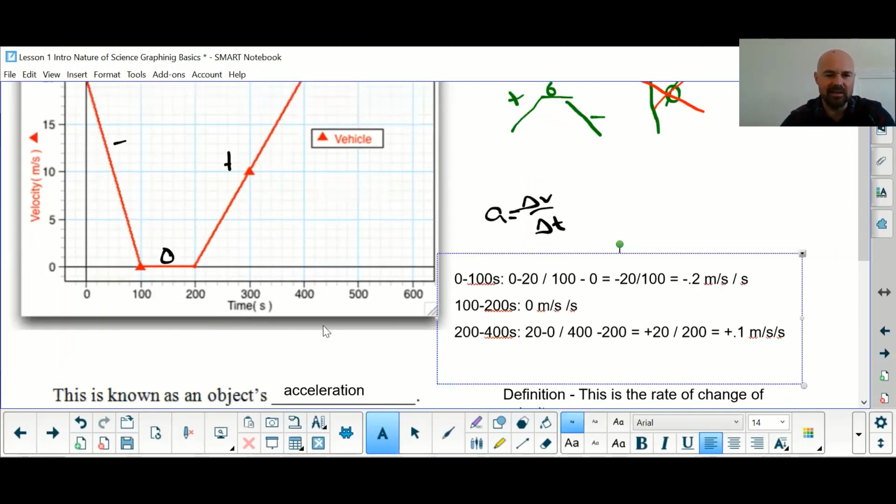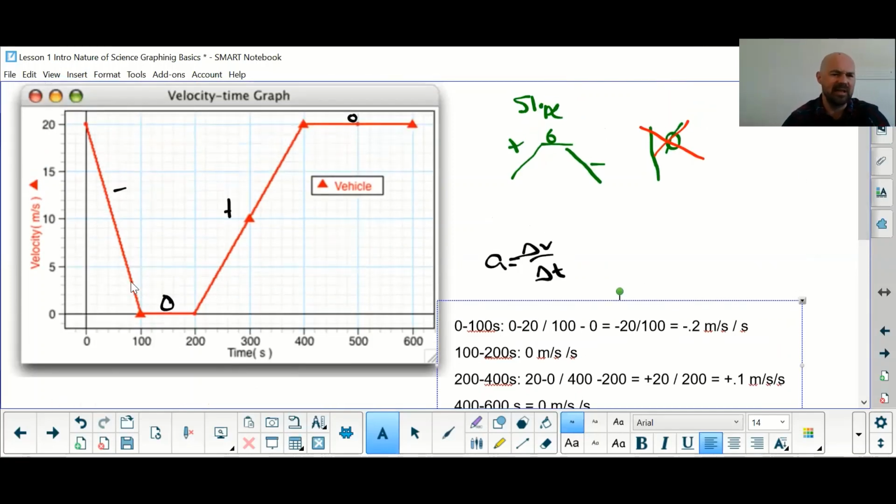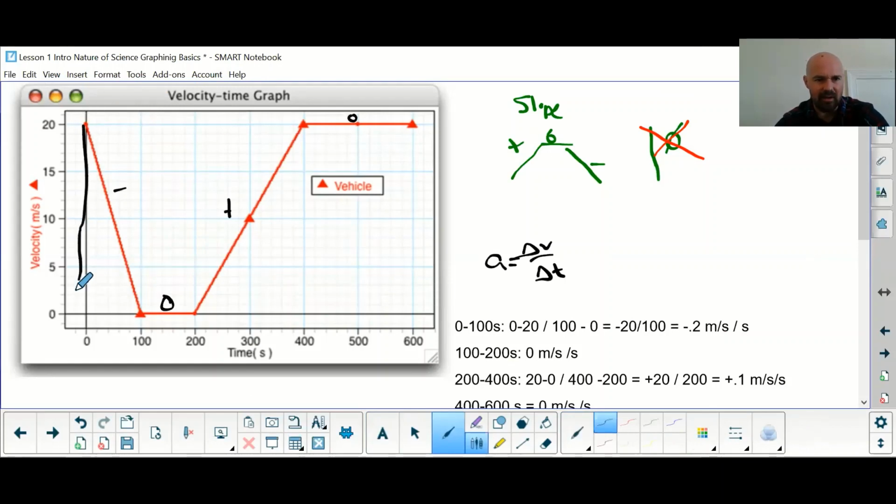Finally, the last one, again, is just a horizontal line. So from 400 to 600 seconds, the change in velocity over change in time, or the acceleration, is 0 meters per second squared, because again, it's constant. And if you're constant, you don't have any acceleration. So those are the slopes of the lines. Hopefully you can find slopes. It's not really that big a deal. You're just doing the rise over the run calculation. I did it with the numbers there, but I could also have done it by looking at the rise over the run. This goes down 20, so that'd be negative 20, and then it goes over 100, so this would be 100.